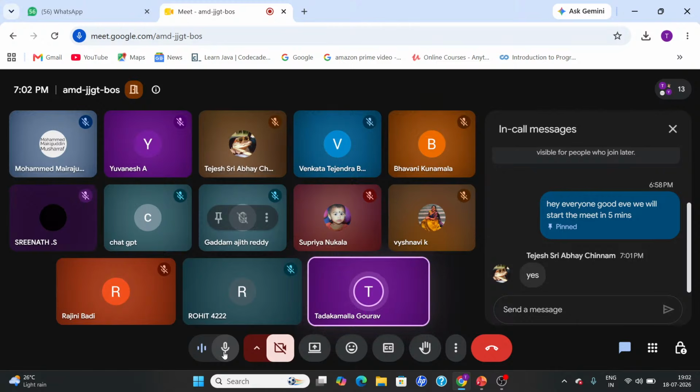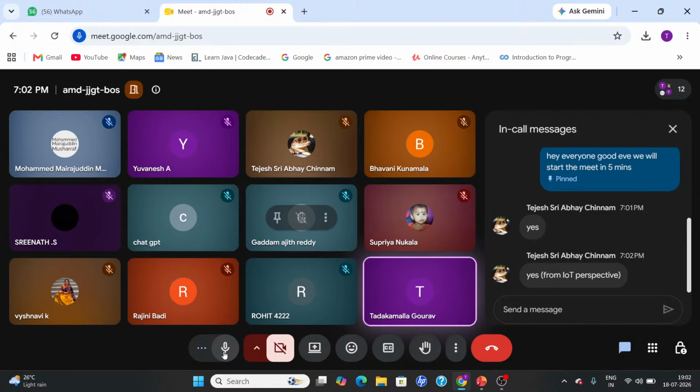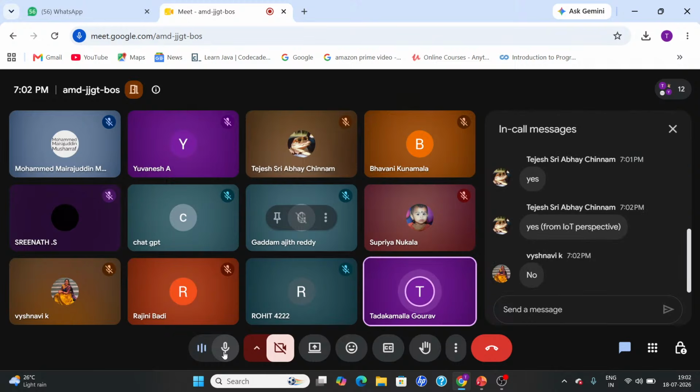Before starting the session, how many of you know about SPI protocol? If you know about SPI protocol, type yes, or if you don't know anything about it, type no in the chat box, so that I can come to know how many people know about SPI protocol and how many don't. Can I please know in the chat box? Okay, from an IoT perspective, okay. And others also, please try to respond.